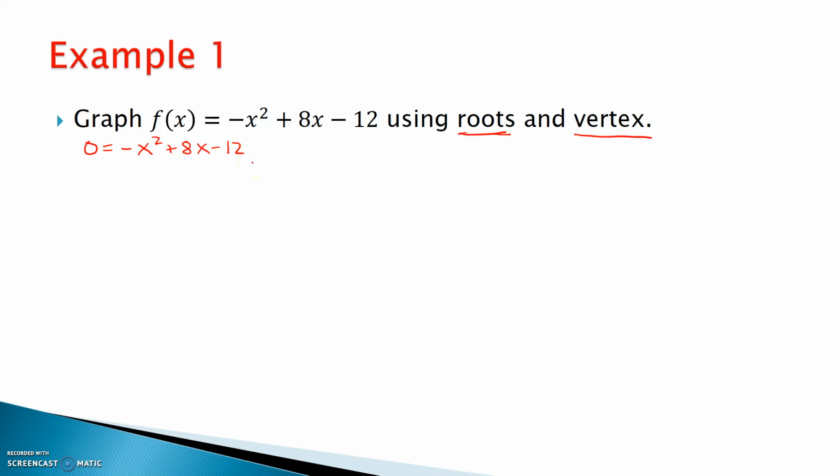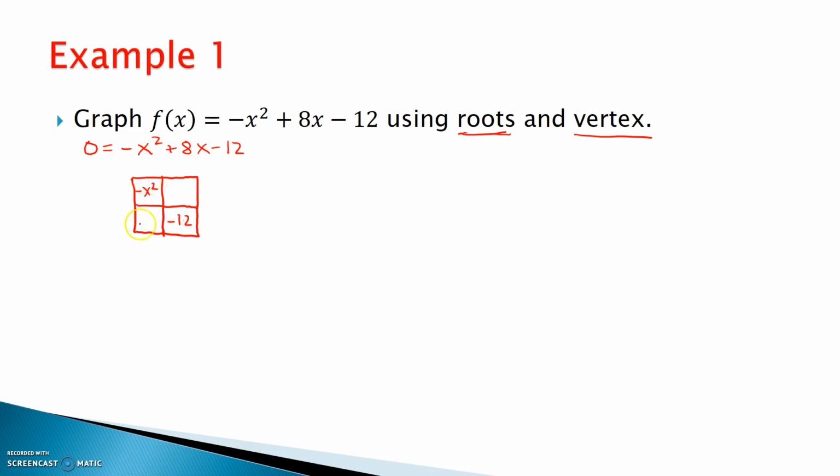Well, I know how to solve this. I can use the Punnett Square or the quadratic formula. I'm going to go with the Punnett Square. It's a little bit quicker, a little bit easier here. It's in standard form. There's no GCF on this problem. We'll actually get into those problems next week. So -x squared goes in the very first box. -12 goes in the last box.